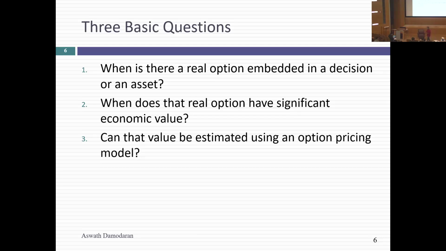Second, make sure that option has significant economic value. Otherwise, why waste your time valuing that option? And I'm going to give you the key word that you need to check to see if an option has significant economic value. And third, if you actually want to apply an option pricing model to value the option, see if it meets the requirements for an option pricing model. Is there an option? Does the option have significant economic value? Can I use an option pricing model?